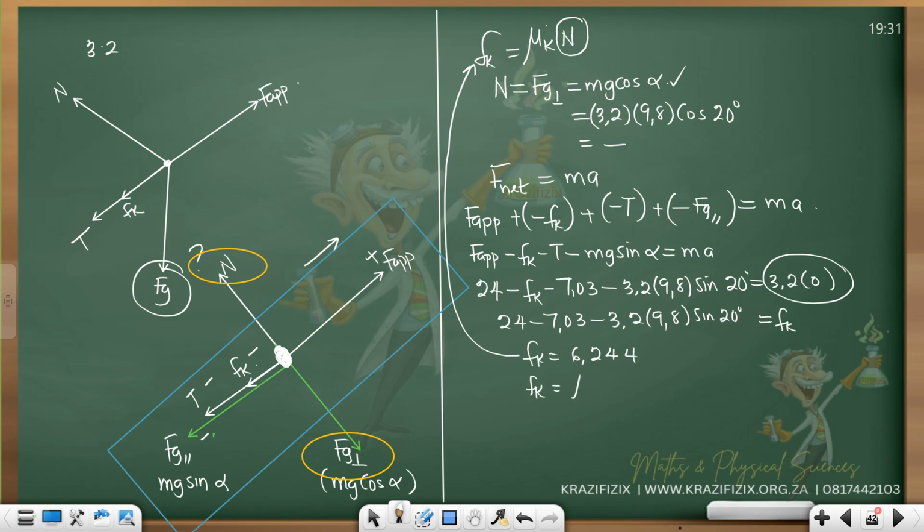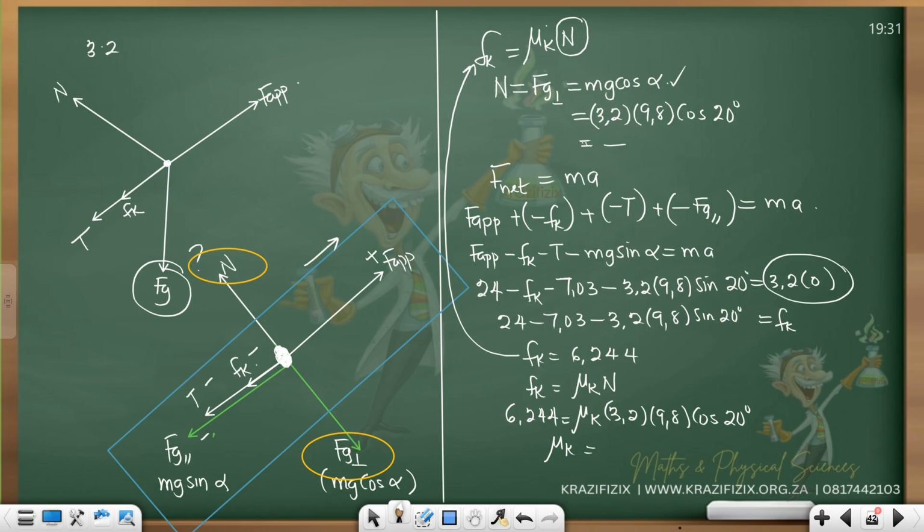Beautiful. Mu_k N. So 6.244 equals mu_k N. What is my normal? Do you notice we sorted our normal here? 3.2 times 9.8 cos of the angle. So what do we do? We divide both sides by that long sum there, 3.2 times 9.8 cos 20.